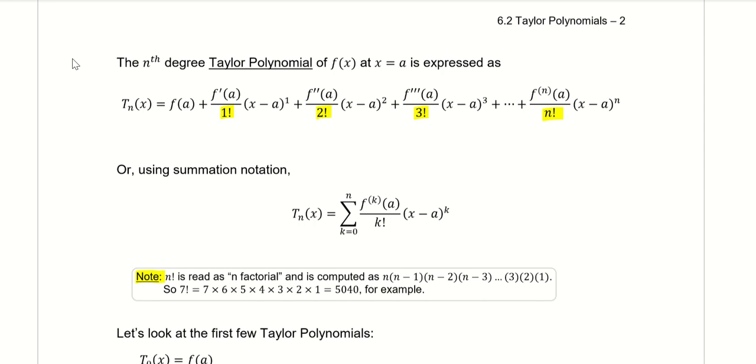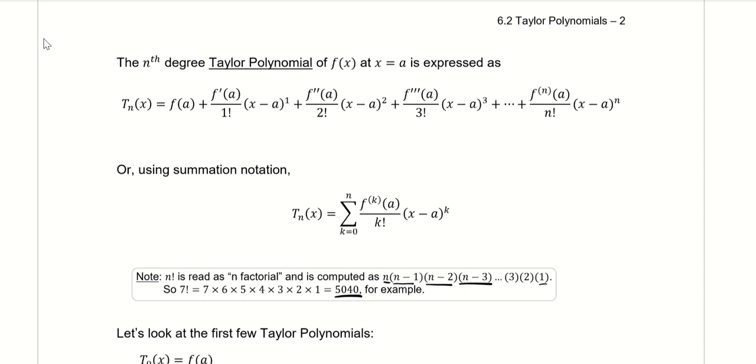N exclamation point, that exclamation point is a certain type of operation. In math, it's a factorial. So n exclamation point is read as n factorial. And for our purposes, we're assuming n is a positive integer, so like 1, 2, 3, 4, 5, 6, 7, 8, 9, 10, etc. And the way that we compute n factorial, it can get more complicated than this, but for our purposes, we take the integer n and we multiply it by all of the integers less than n all the way down to 1. So for example, 7 factorial is 7 times 6 times 5 all the way down to times 1.